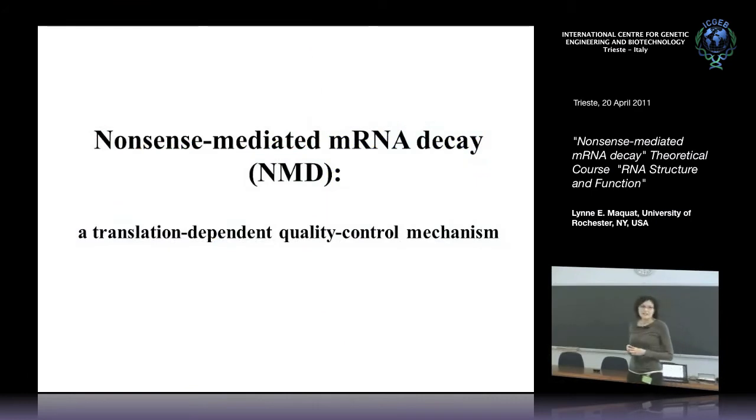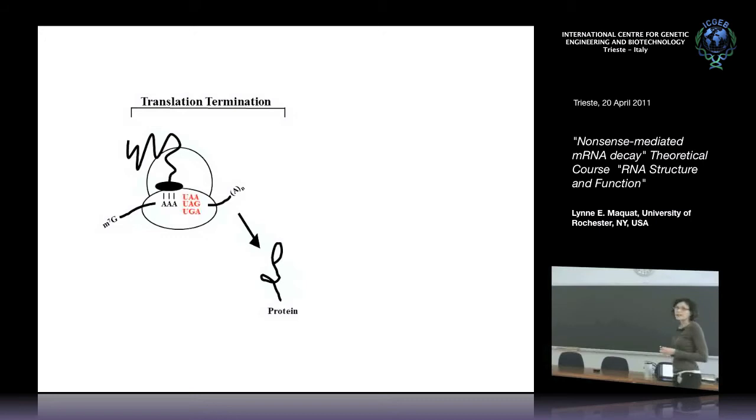We'll start with NMD. And the bottom line is NMD provides a quality control mechanism to ensure the quality of gene expression by monitoring mRNA translation. And in particular, NMD degrades mRNAs that prematurely terminate translation. And you'll see why this is important.